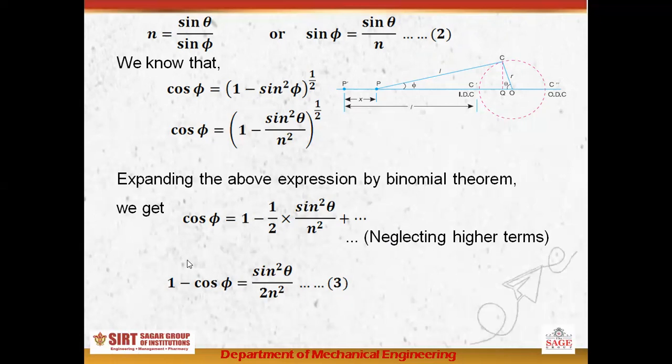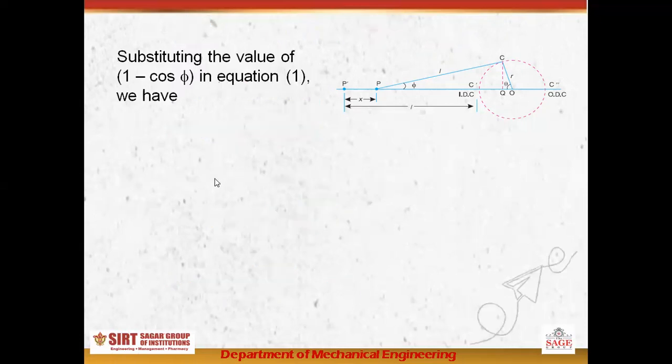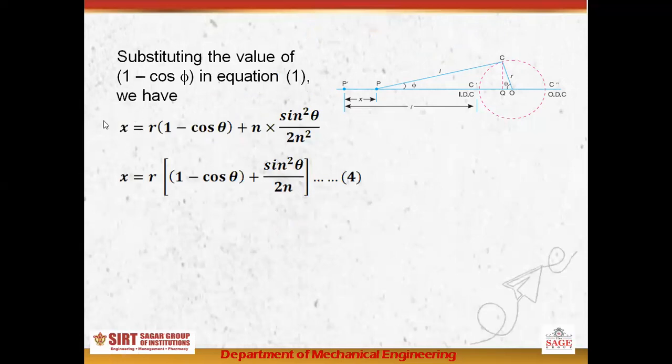And we substitute the value of 1 minus cos phi in equation number 1. After substituting, we have the value of displacement of the piston, x is equal to r (1 minus cos theta plus n into sin square theta upon 2n square). This is the final equation: x is equal to r (1 minus cos theta plus sin square theta upon 2n). This is equation number 4, the displacement of the piston.